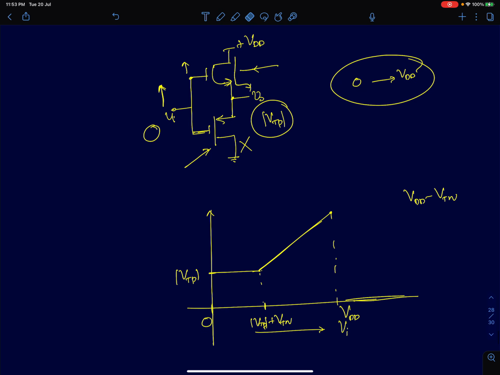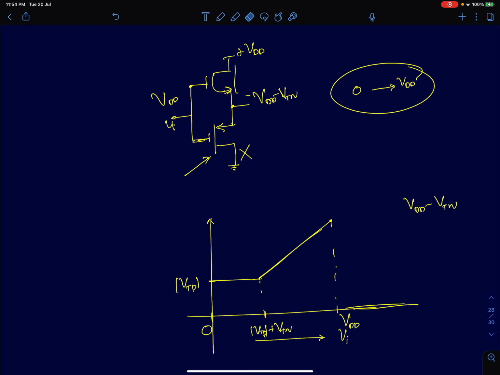Now I'll decrease. Now the output is at VDD minus VTN, and input is at VDD. So you can see it's a buffer. Input is increasing, output is also increasing. Now I'm going to decrease the input from VDD to 0. As I decrease my input, the output should also decrease, which means there should be some discharging path. The only path for discharging here is through the PMOS.